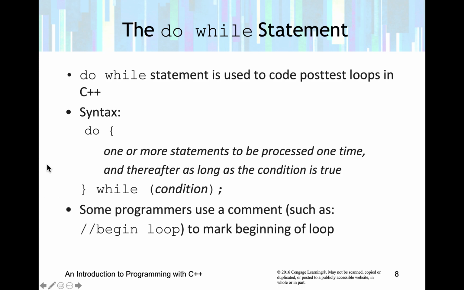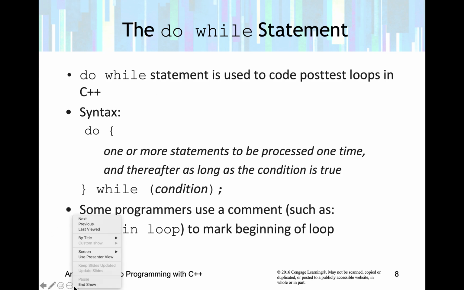Then you have the close curly brace, and right next to it you write the word while. While is a reserved word, just like do. And then in parentheses we put our condition. And with the do-while statement you have to use a semicolon. Now for the other loops you cannot use a semicolon. I didn't go over that, but I'll show you that in just a second.